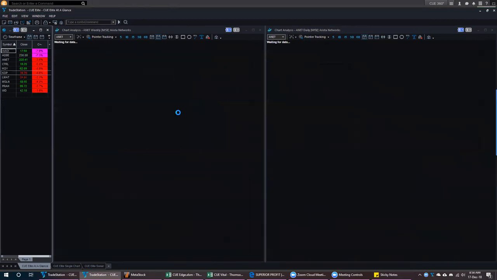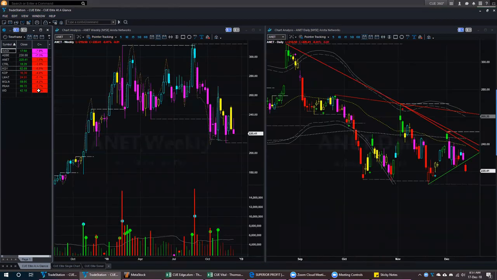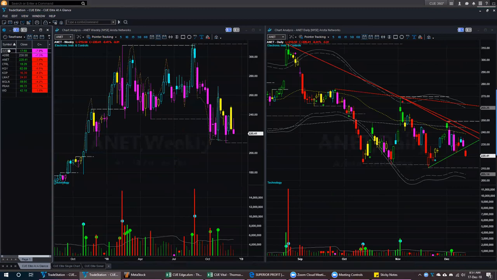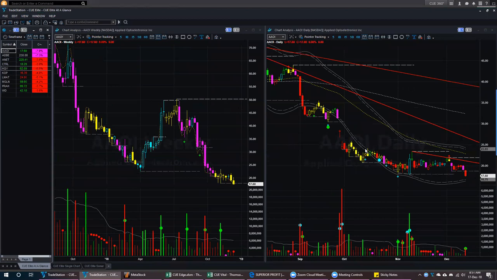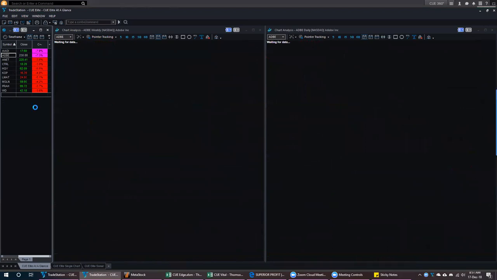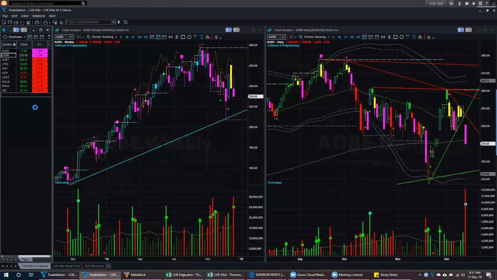ANET, you can see all of them dropped significantly. Let me start from the top again. AAOI, it's sorted by the symbol. AAOI already dropped a lot. So we are not going to look for a short now. Adobe had a huge drop on Friday.